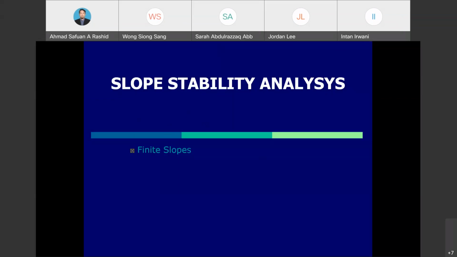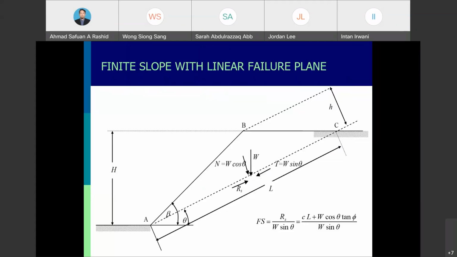Okay. So for this morning, we may discuss the finite slope, okay? I will try to cover two cases, which are the linear failure plane and the total stress methods, because I could not cover up to the method of slices. Might be for the next class, I will cover the method of slices. So to begin with, we may look at this example, the derivation of the finite slope with linear failure plane.